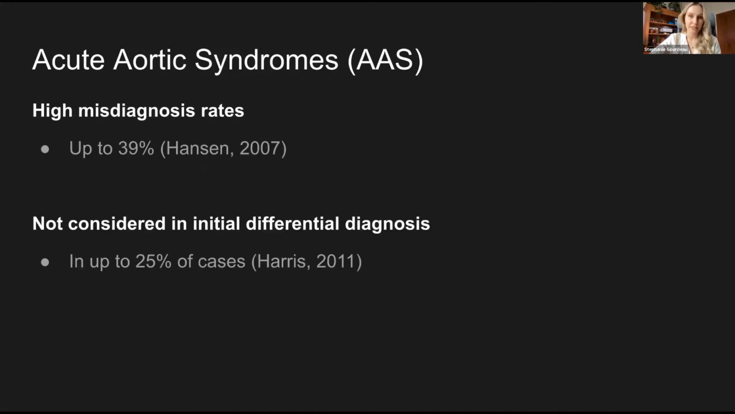Acute aortic syndromes have a high misdiagnosis rate. Up to 39% of acute aortic syndromes are misdiagnosed. And many physicians do not consider acute aortic syndrome in their initial differential diagnosis. Studies have shown that up to 25% of patients with acute aortic syndrome are not diagnosed with the condition until 24 hours after presenting to the emergency department.